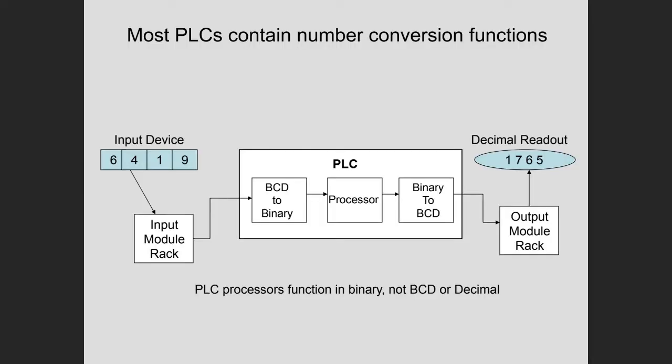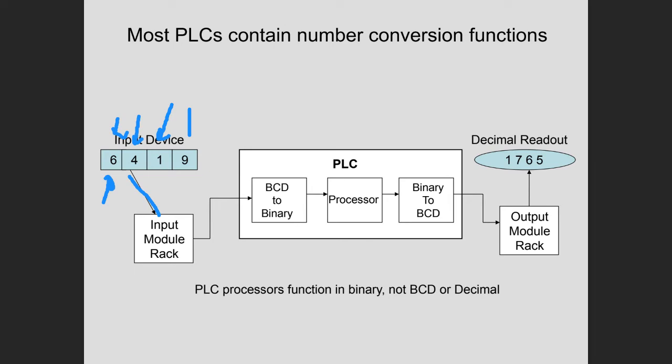This slide brings it all together. So let's say I have an input device, maybe something called a thumb wheel, so I can actually dial in a number into my input module. Anytime you deal with base 10 numbers that you're going to input from a device like a thumb wheel, it's going to have to be in BCD. These things only understand binary coded decimal because you have to represent each decimal digit.